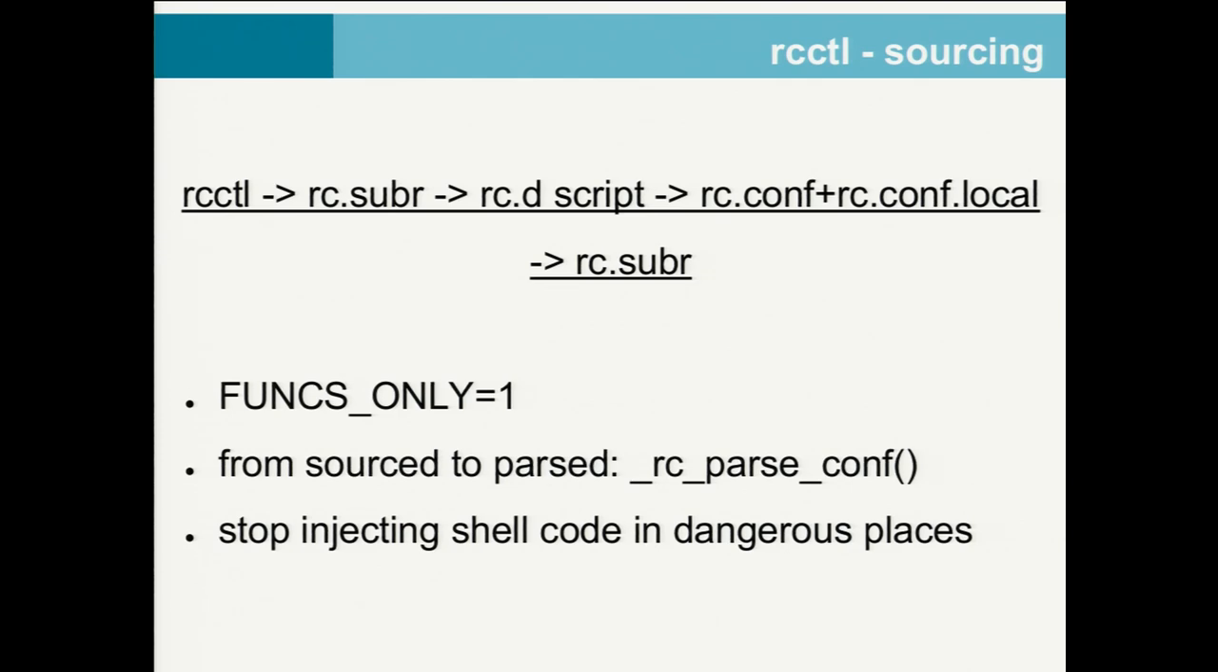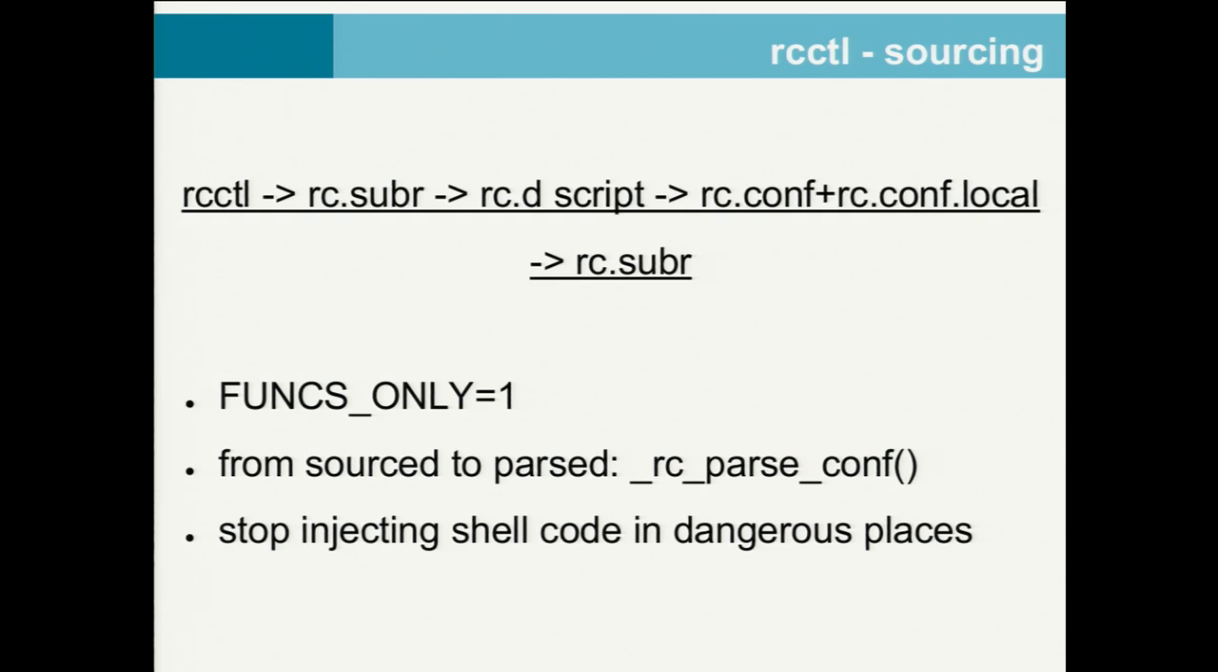While developing rcctl, there was something that looked very fragile to us at some point. rcctl will source rc.subr to get all the rc.d functions that it needs. It will then run the rc.d script, which will source rc.conf and rc.conf.local, and then the rc script will also source rc.subr again. So it looked like a bit of crazy sourcing. So what we did is that we implemented a function called rc_parse_conf, which would basically parse the configuration in rc.conf and rc.conf.local instead of sourcing.